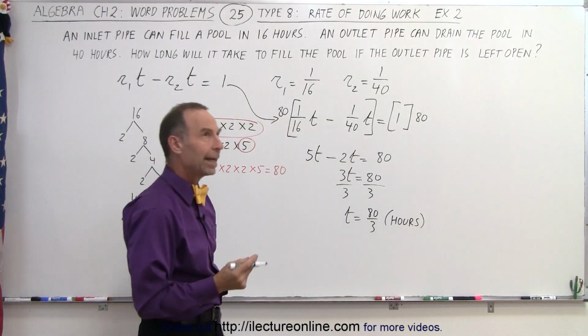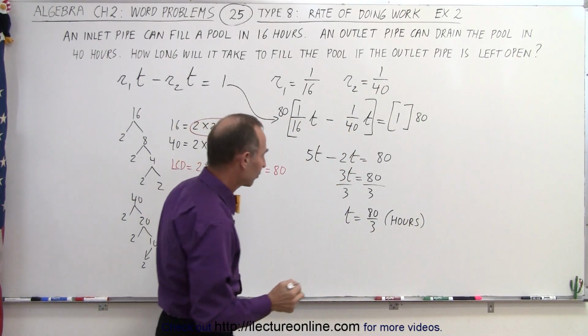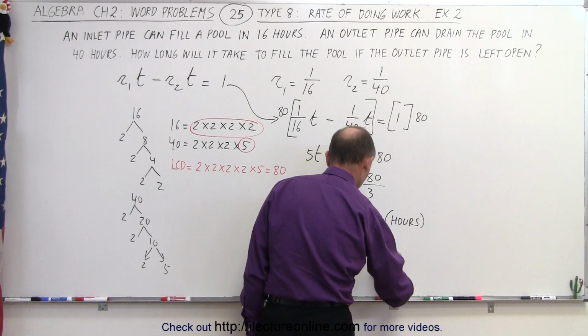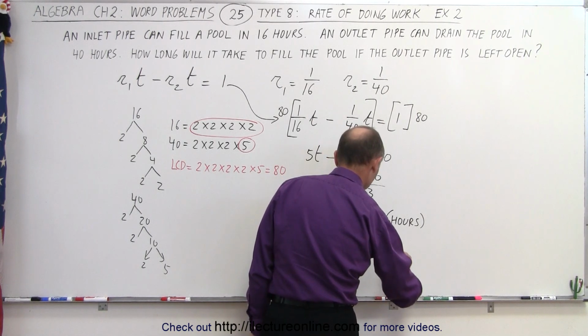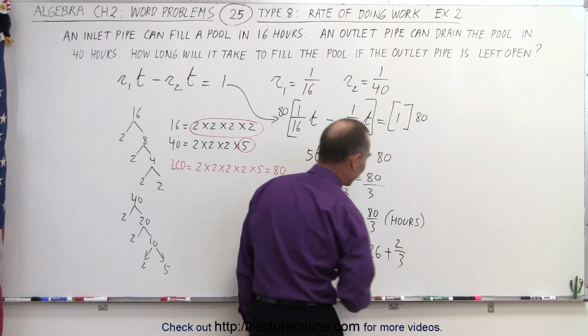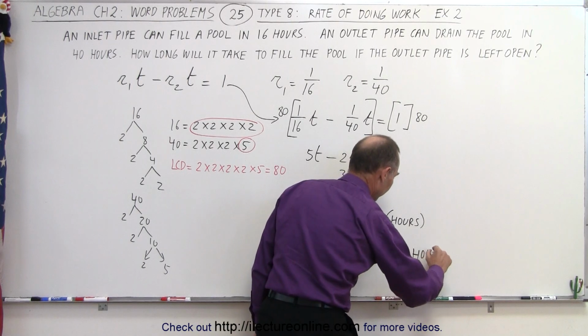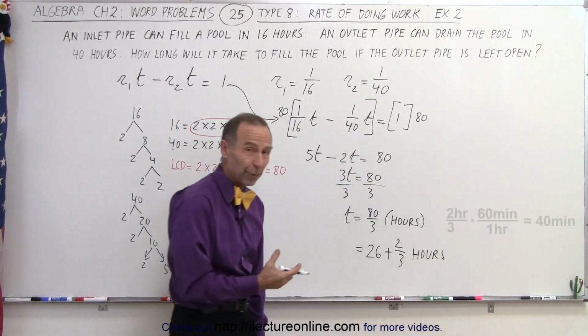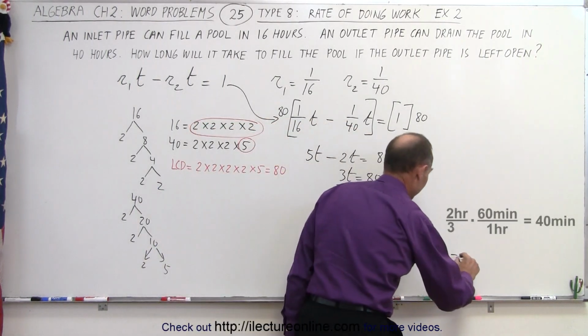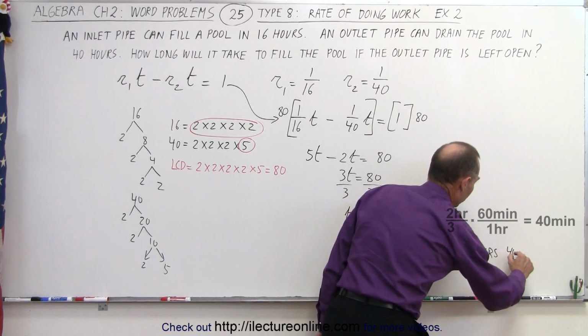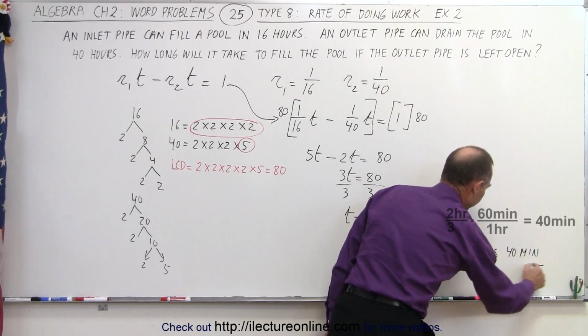Now 3 goes into 80 26 times, so that would be equal to 26 plus 2/3, because 3 times 26 is 78, plus 2 is 80. So it's 26 plus 2/3 hours. And of course, 2/3 of an hour is 40 minutes. So that means that's equal to 26 hours and 40 minutes.